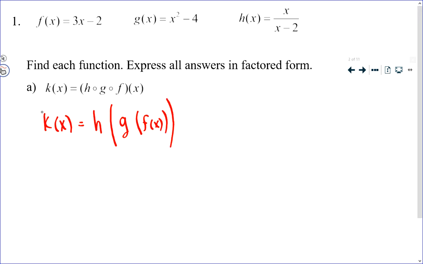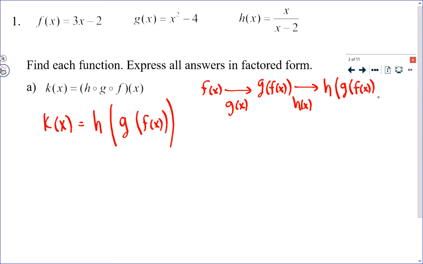What does that mean? Well, it means that we are going to take f of x and run it through g of x to get g of f of x. And then we are going to run that through h of x to get h of g of f of x.